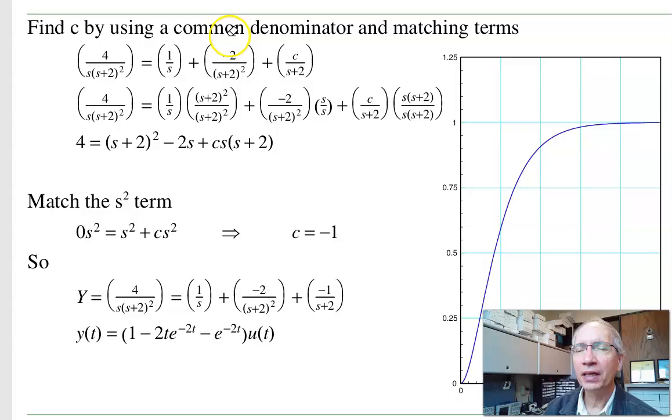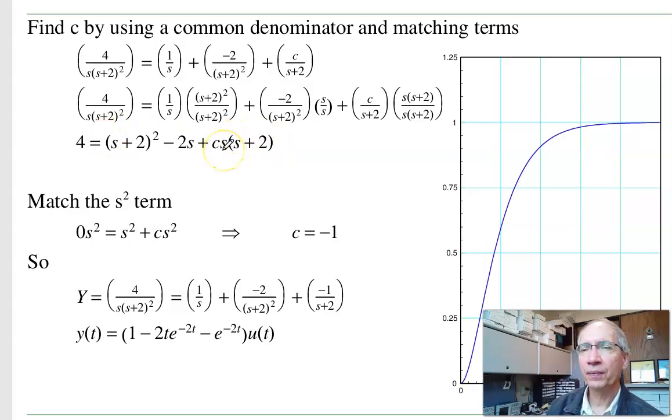So I found a and b. A is 1, b is minus 2. C I need to find. So the left-hand side and the right-hand side have to match. So what I'll do is place this over a common denominator, multiply 1 over s times s plus 2 squared, middle term times s over s, last term times s plus 2. Denominators are all the same, so I can add the numerators. The numerators have to match up, so 4 must be equal to s plus 2 squared times 1, plus s times minus 2, plus c times s plus 2.